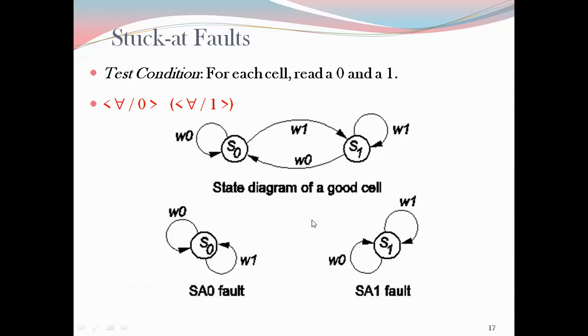My cell is correct. But if my cell is having stuck at 0 fault, then my state transition from S0 to S1 will not happen even though I have tried to write 1 to my cell. So this is indicating my stuck at 0 fault. Similarly, my stuck at 1 fault will not change its value from S1 to S0 whenever I have tried to write the value 0 to my cell. So it will remain in the same state.